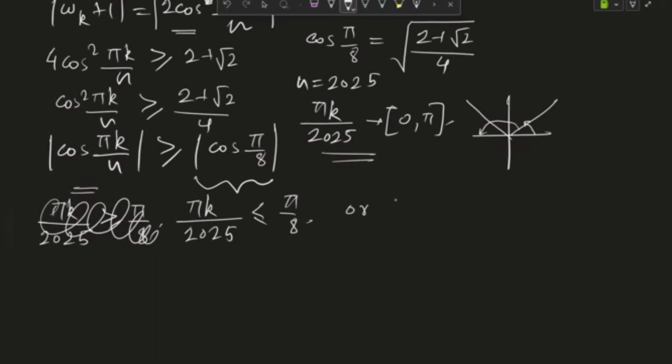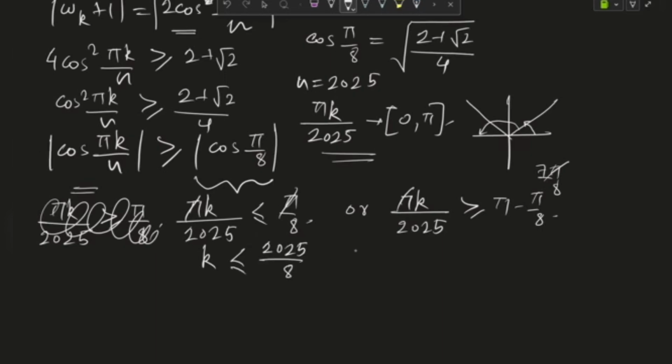So we write or pi k by 2025 is greater than or equal to pi minus pi by 8. So basically from here pi and pi will obviously get cancelled in both. This is 7 pi by 8. Here we cancel the pi. So k will be here less than or equal to 2025 by 8. And here k will be greater than or equal to 7 into 2025 by 8.